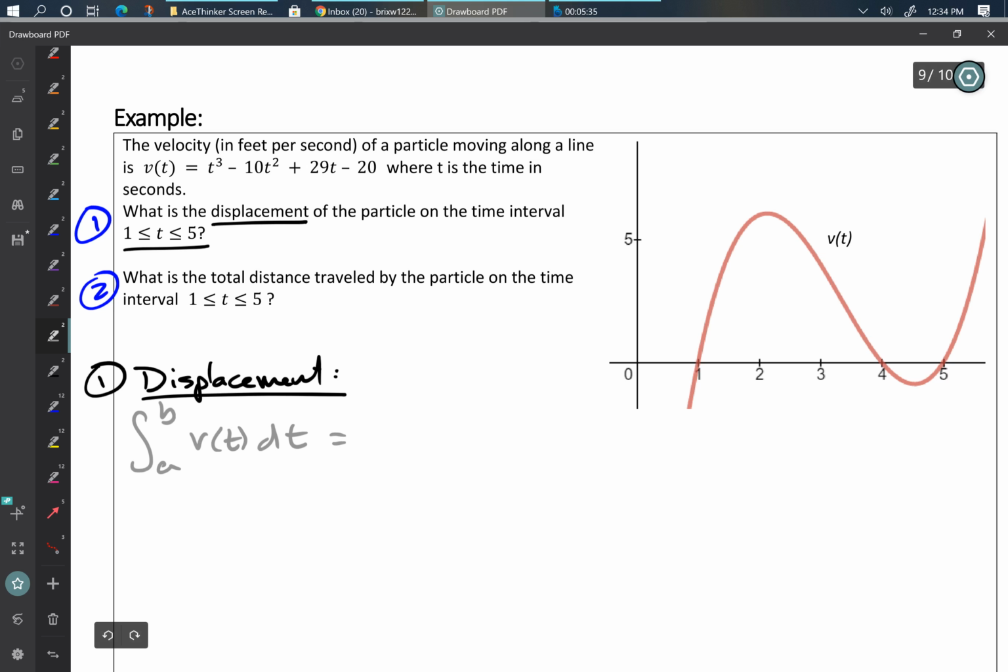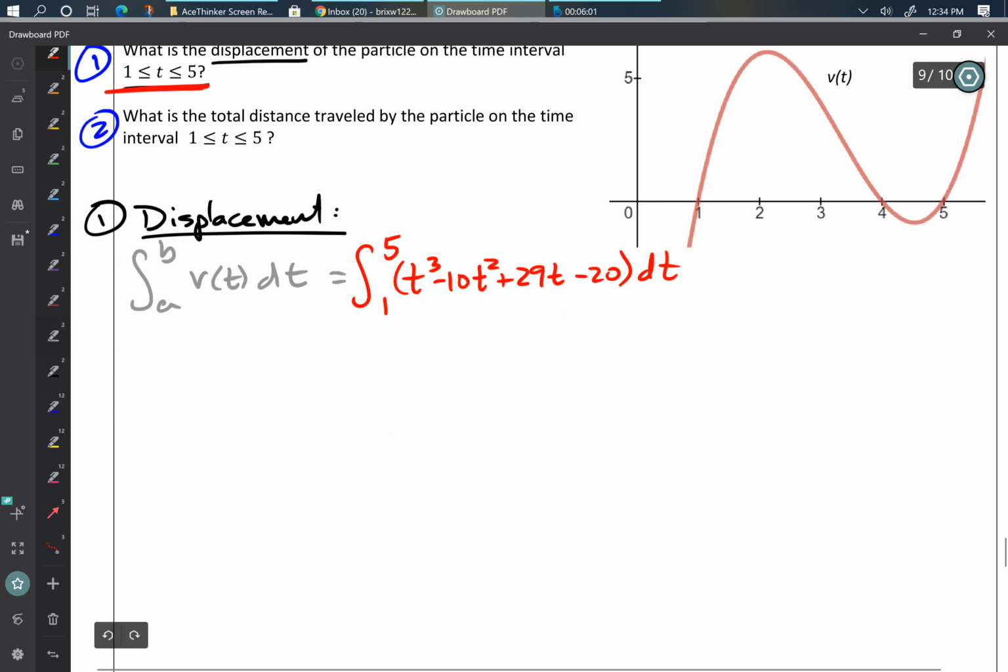Okay? Replacing everything that needs to be replaced for this problem gives me the integral from 1 to 5, the time interval, of the function t cubed minus 10t squared plus 29t minus 20 dt. And now it's just a matter of evaluating that integral. All right? 1, 2, 3, 4 terms.